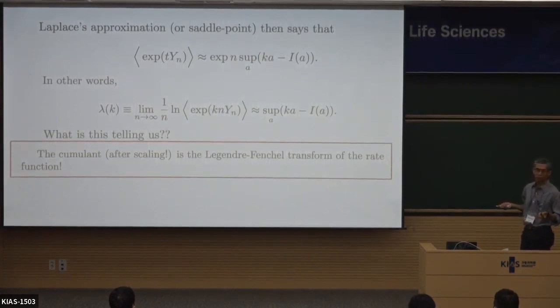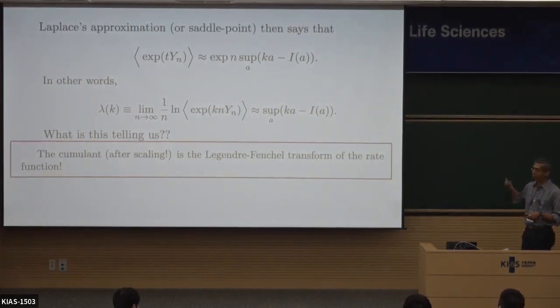So what is this telling us? It's telling us that the rescaled cumulant generating function is the Legendre-Fenchel transform of the rate function. Right? So we have a direct way of calculating the rate function by saying that it's just the Legendre-Fenchel transform. It's that function whose cumulant generating function is the Legendre transform. Yes? No? Maybe?